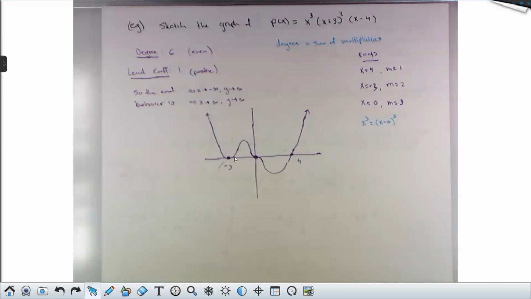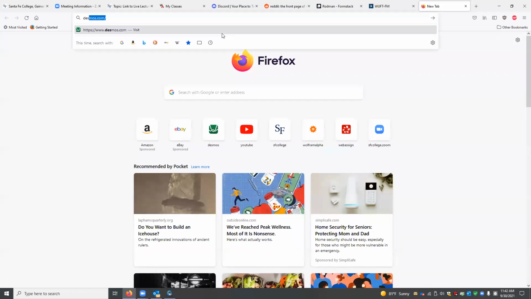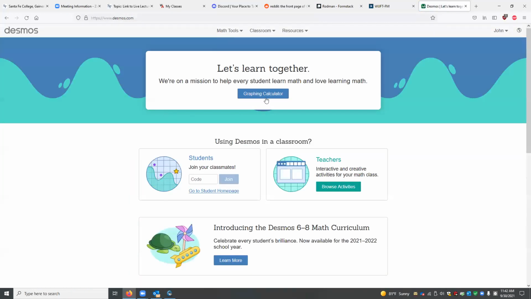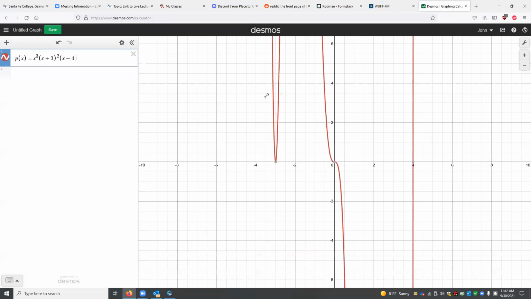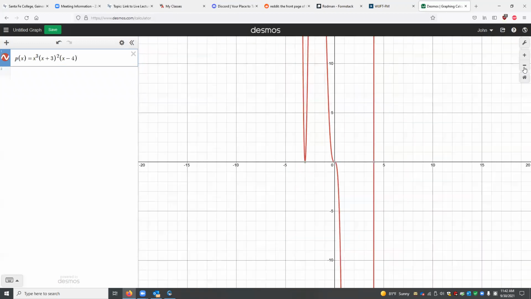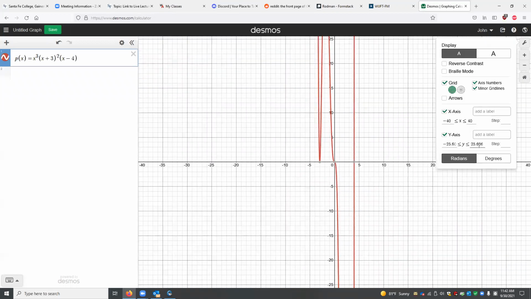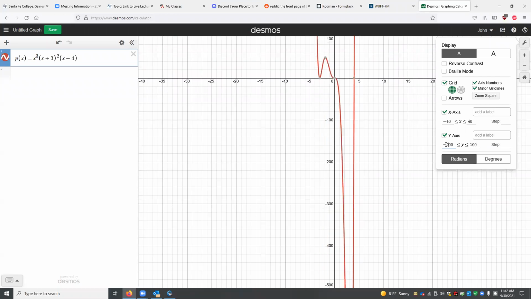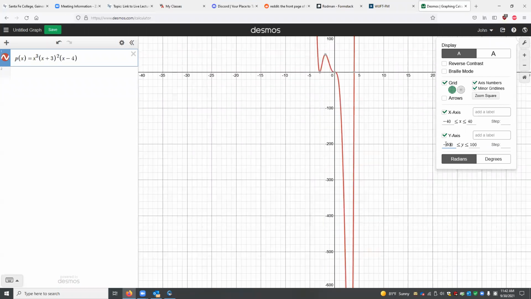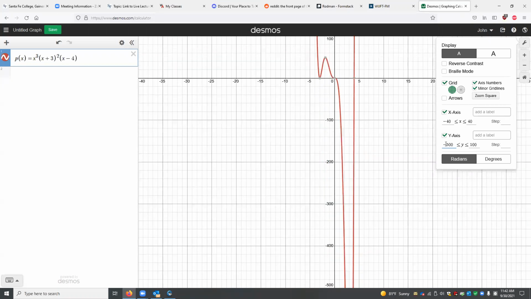So really quick, let me show you what this polynomial, which I totally just made up, looks like in Desmos, and we'll see how close we were. X cubed times x plus 3 squared times x minus 4. All right, I'm going to zoom out a little bit. I'm going to mess up this y scale a little bit. Yeah, negative 500. Yeah, it's going way down there. I'll just leave it like this.